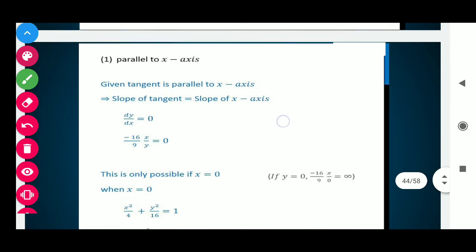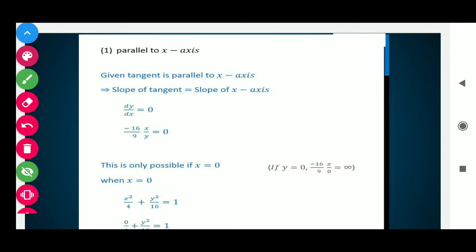But students, here we have case 1. Case 1 is when the tangent is parallel to the x-axis. So here we use the result that the slope of the tangent must be 0. In this way we put dy over dx equal to 0, so -16/9 x/y is equal to 0. In this way we get x = 0. But we need to find the points.